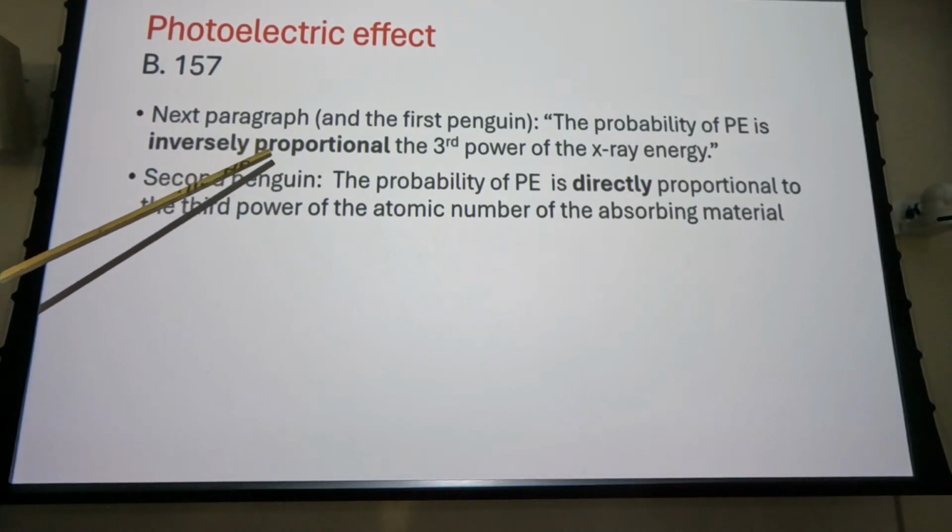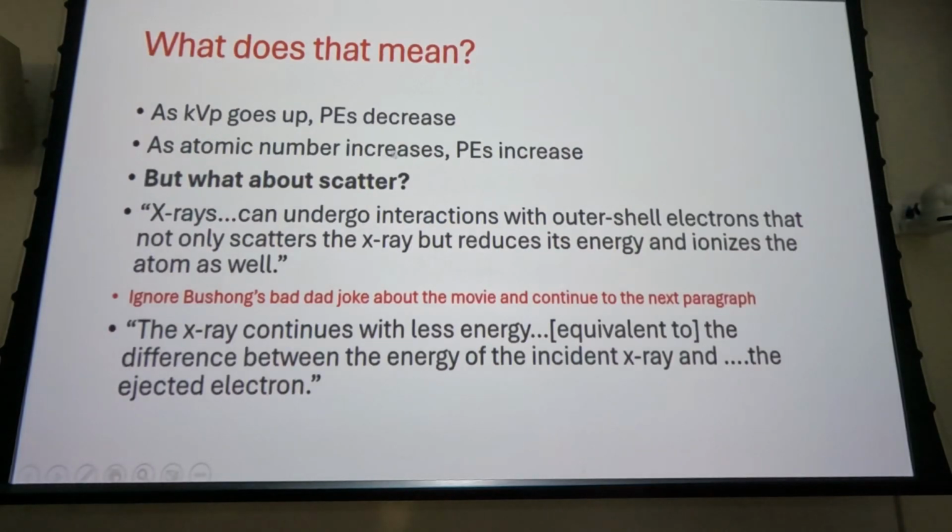But if we increase kVp, again, we can kind of overcome that. With the increase in kVp, we get an inverse relationship. The likelihood of photoelectric absorption is inversely proportional to the third power of the X-ray energy. So as kVp goes up, photoelectrics decrease. As atomic number goes up, photoelectrics increase.